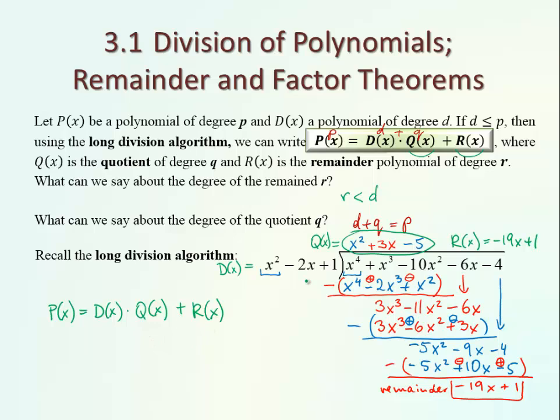And in our case, the degree of the original polynomial is 4, the degree of the divisor is 2, the degree of the quotient is 2 as well, and the degree of the remainder is 1. So 2 plus 2 is 4, and 1 is smaller than 2.